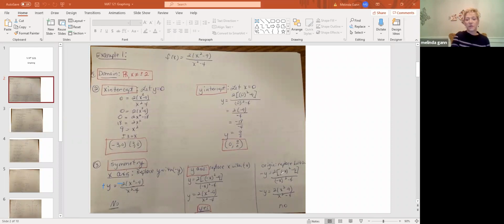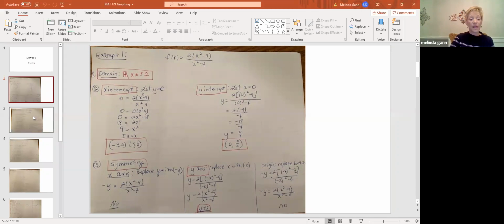Remember, to check for origin symmetry, you replace both. So I replace y with a negative y and x with a negative x, and I got this. And again, that does not look like my original. So I'm thinking, well, maybe I can multiply through by -1. That would fix this, but see, again, it would mess up that. So the answer is still no. So the only symmetry that I have is y-axis symmetry. And that'll be helpful when we do our t-table in a few minutes.